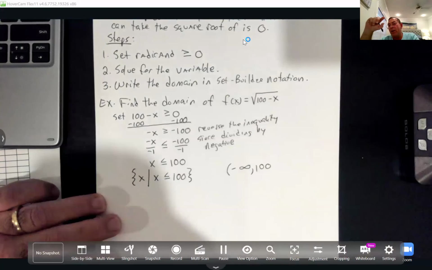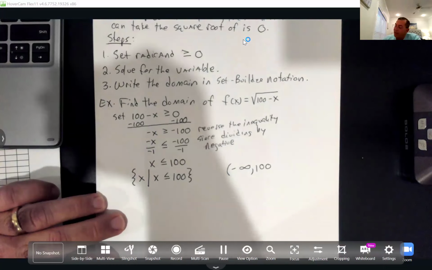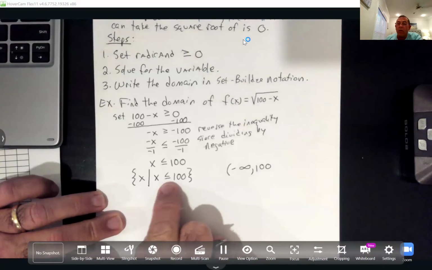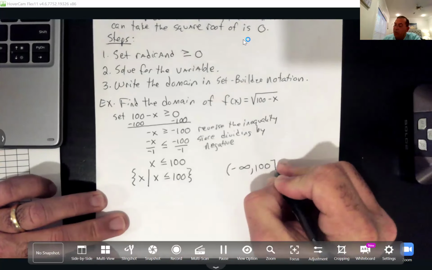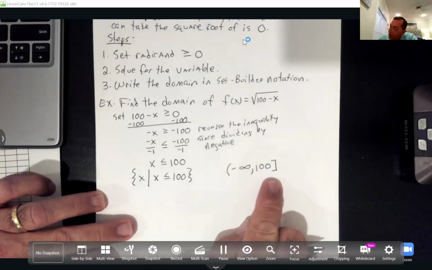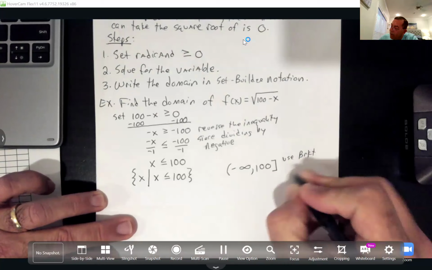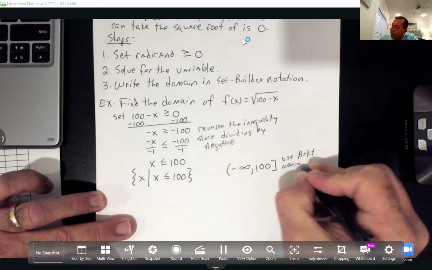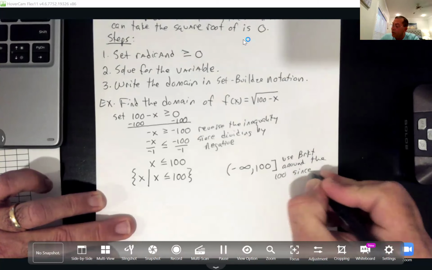But y'all, this is like the domain problems we did last week with the range, when we did the range. Since it can equal 100, you got to use the square bracket. So use the square bracket around the 100 since it is included.